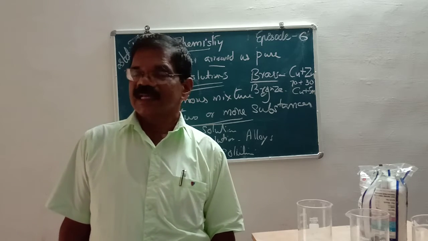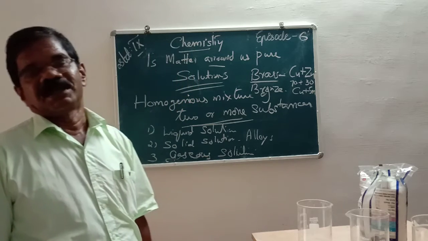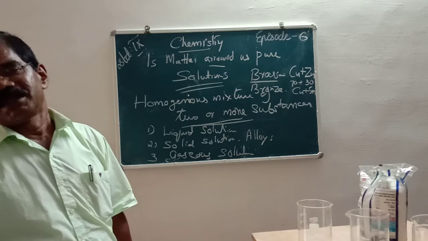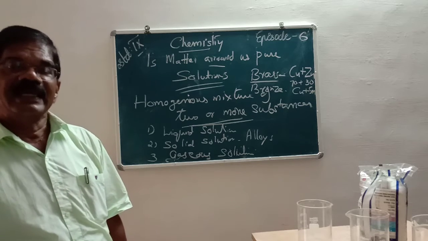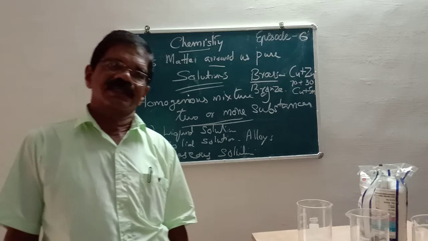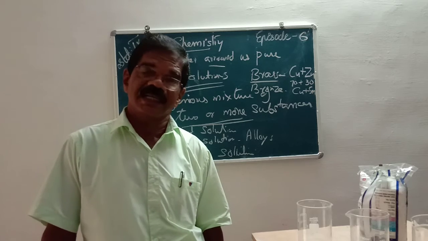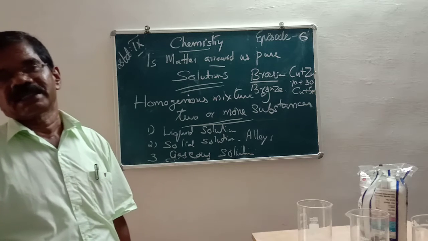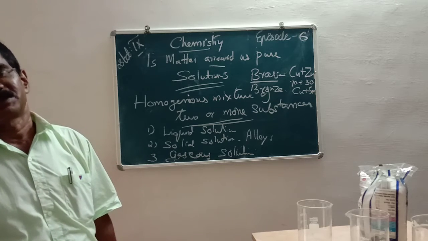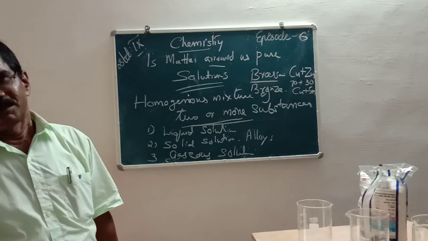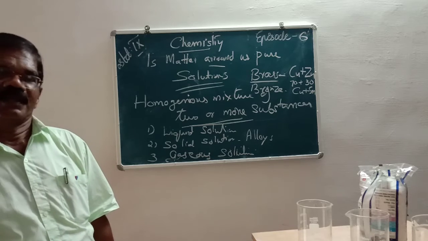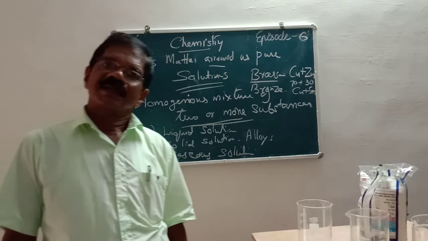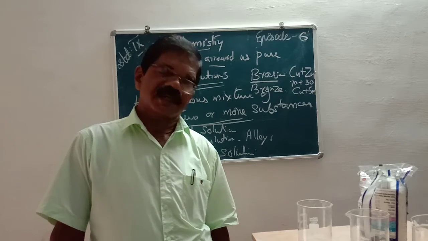Stainless steel means it is resistant to air and water. It does not rust easily. That is stainless. Almost every steel item may be written as stainless. That means it does not undergo rust very easily. It prevents the reaction between oxygen and water, etc.